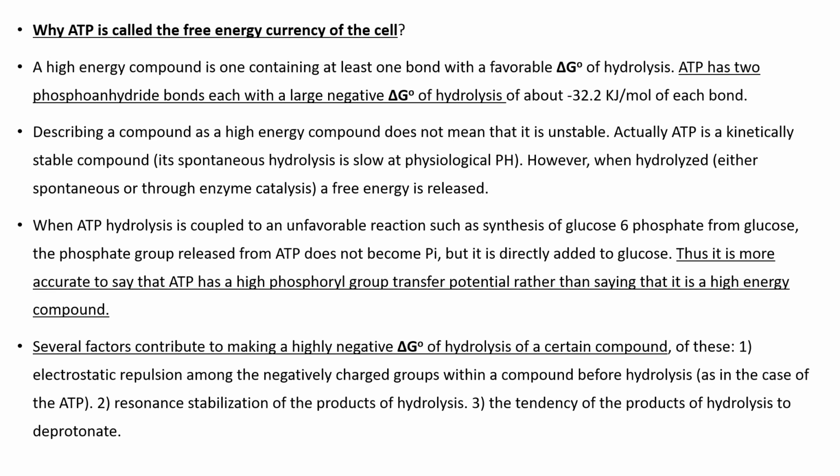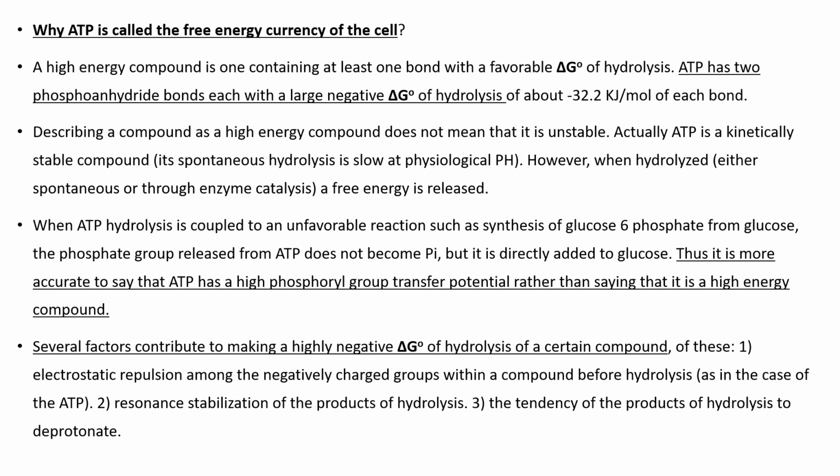When ATP hydrolysis is coupled to an unfavorable reaction, such as the synthesis of glucose 6-phosphate from glucose, the first step in glycolysis, the phosphate group released from ATP does not become inorganic phosphate, but is directly added to glucose. Thus, it is more accurate to say that ATP has a high phosphoryl group transfer potential than to say that ATP is a high energy compound.